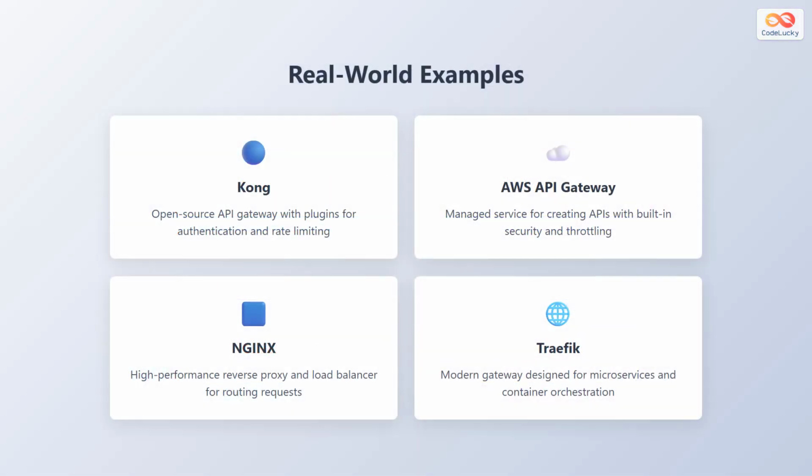Several proven API gateway solutions exist in the market. Kong is an open-source API gateway that provides plugins for authentication and rate limiting. AWS API Gateway is a managed service that handles API creation with built-in security and traffic throttling. NGINX is a high-performance reverse proxy and load balancer commonly used for request routing and gateway functionality. Traefik is a modern gateway specifically designed for microservices and container orchestration environments like Kubernetes. Each solution offers different features and trade-offs depending on your specific needs.